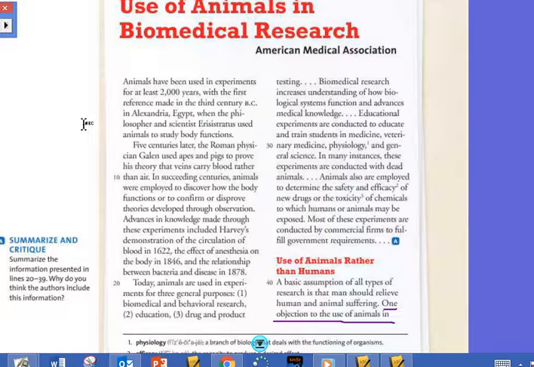So here's the article that we're reading. It's a position paper by the American Medical Association, the AMA, called "The Use of Animals in Biomedical Research." I want us to look here at the first section after the introduction: "Use of animals rather than humans."